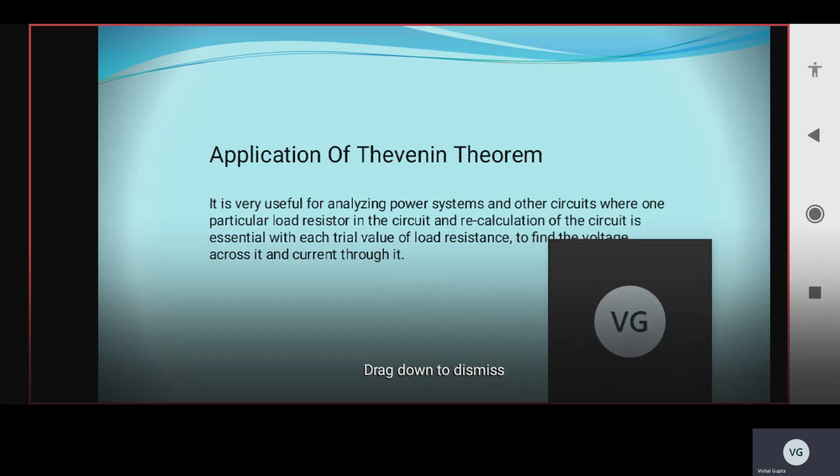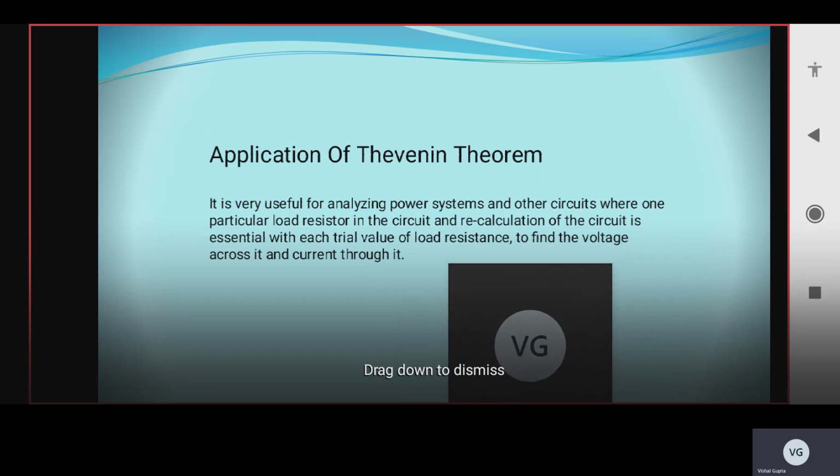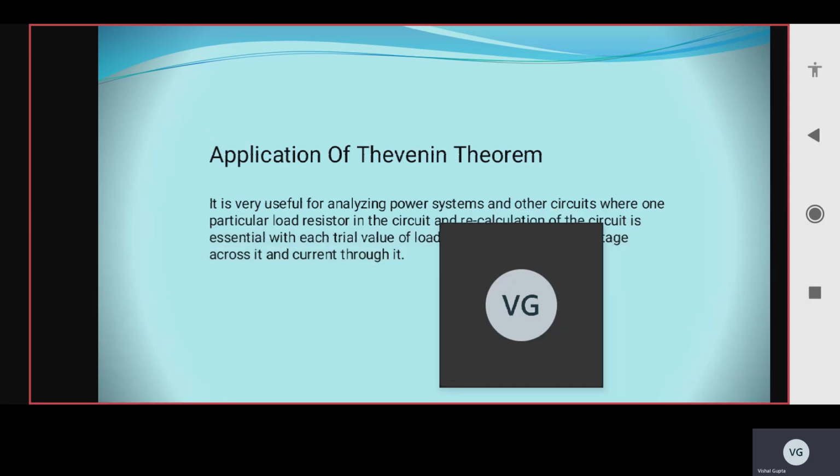So the application of Thevenin's theorem is very useful for analyzing power systems and other circuits where one particular load resistor is variable in the circuit and recalculation of the circuit is essential with each trial value of load resistance to find the voltage across it and current through it.